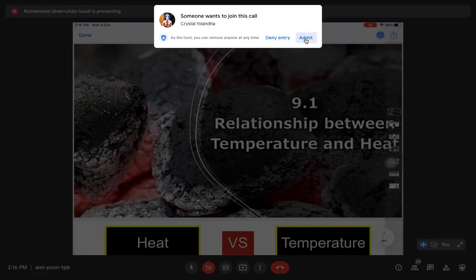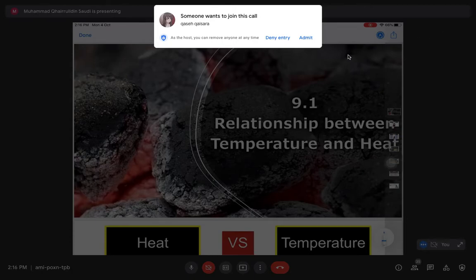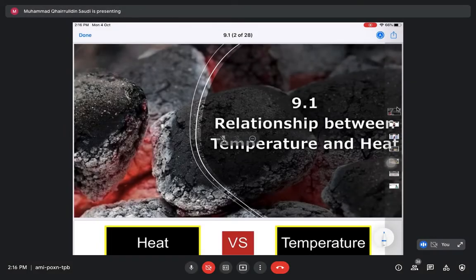Alright, so today we are going into a new topic, chapter 9, which is heat. Okay? So today we try to go until 9.2 for today's lesson. So for subtopic 9.1, it is the relationship between temperature and heat.